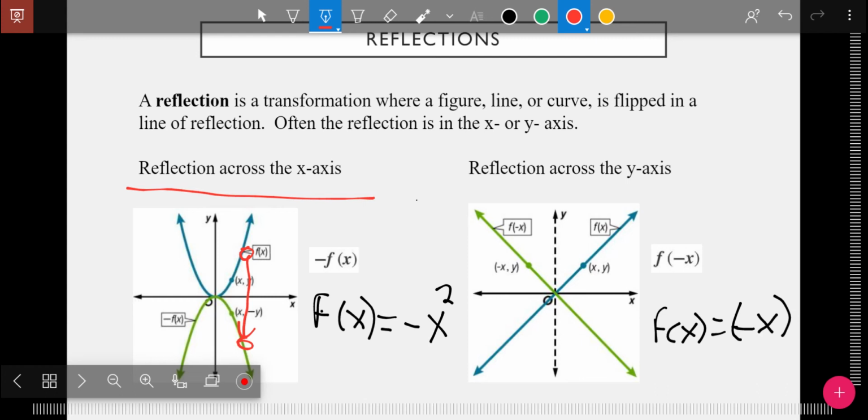So this is outside parentheses down here. So it affects the y, which means it reflected across, or you could use the word over, the x-axis. Same thing down here then. This changed the x from a positive to a negative. So it went through or across or over the y-axis. And because this negative is inside parentheses, it actually changed it from positive to negative, which flipped it over or across the y-axis.